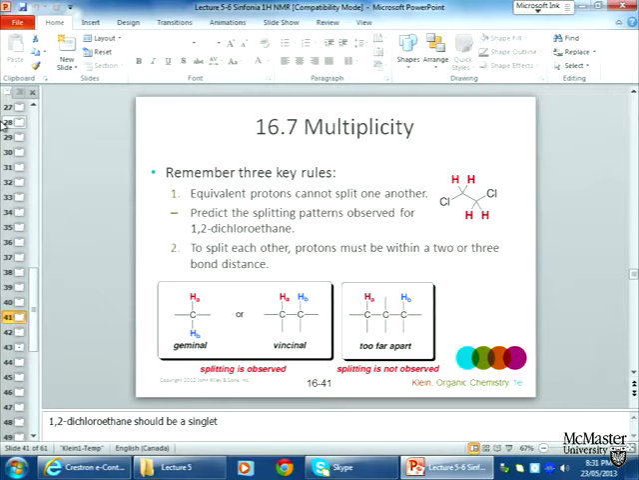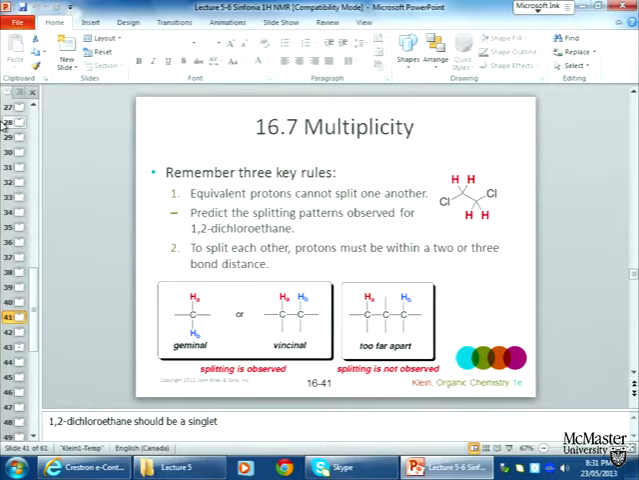Predict the splitting patterns observed for 1,2-dichloroethane. Okay, that compound will give you a single line. All 4 hydrogens in that 1,2-dichloroethane molecule are equivalent to one another, right? The 2 in the 1-methylene group are equivalent to one another, and the 2 in the other methylene group are equivalent to the 2 in the first methylene. So all 4 protons are in the same environment, they have the same chemical shift, and they do not couple to each other. So that compound would give you a single line because effectively all 4 hydrogens are equivalent.